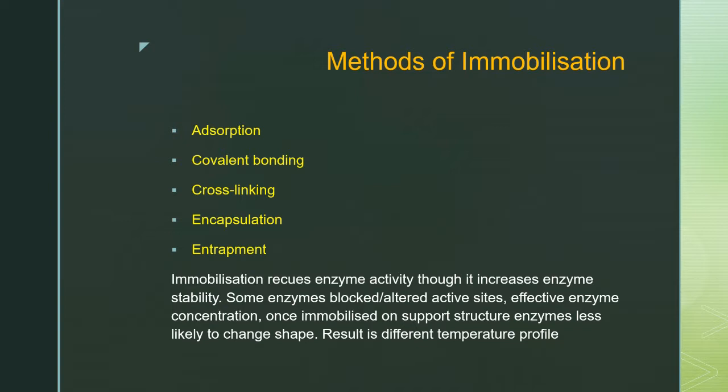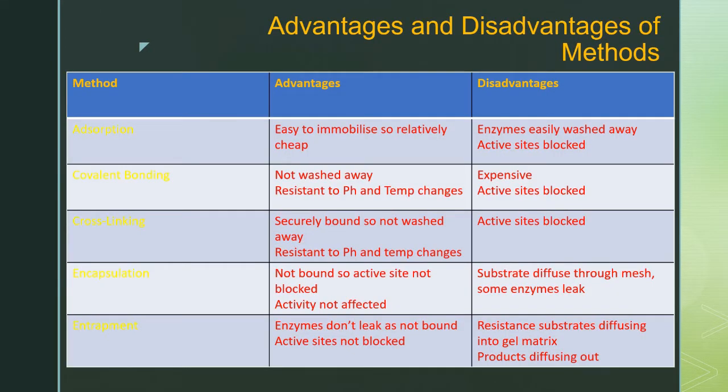Some enzymes can have blocked or altered active sites, and there is the effect of enzyme concentration. Once it is immobilized on a support structure, enzymes are less likely to change shape. The result is a different temperature profile. Now the advantages and disadvantages of the methods. Basically, we'll go through them all one by one.